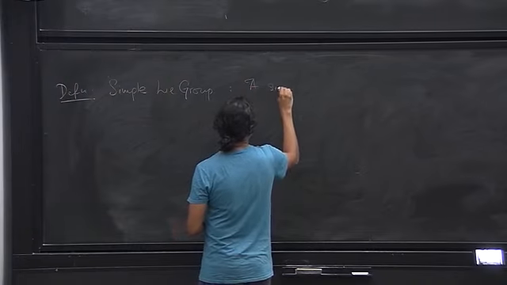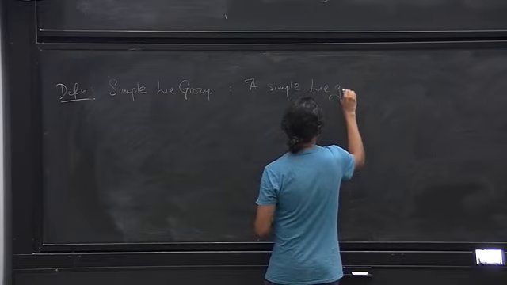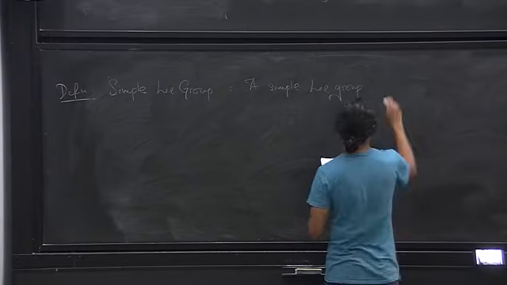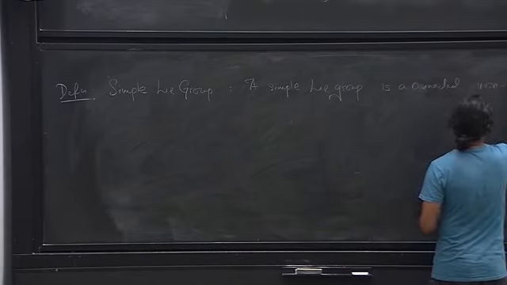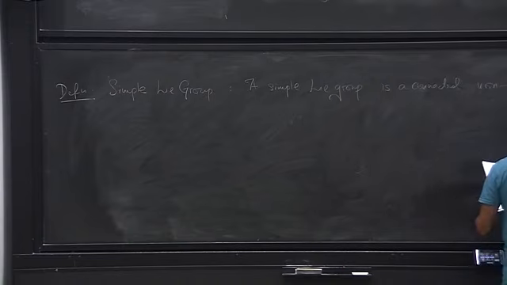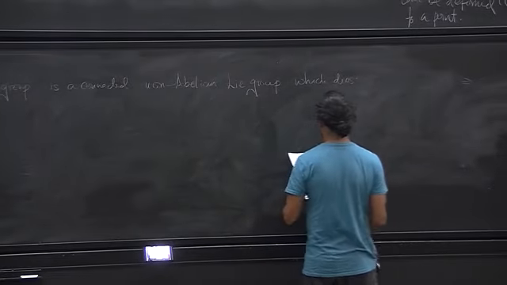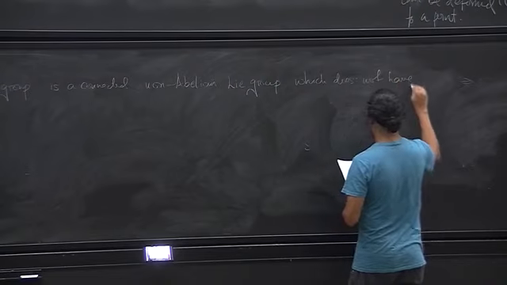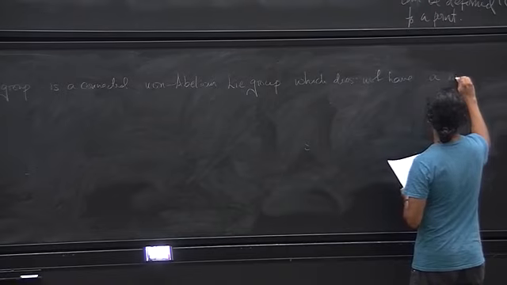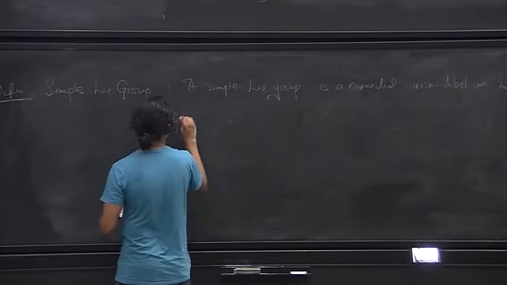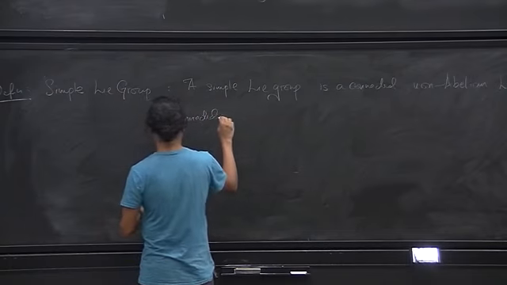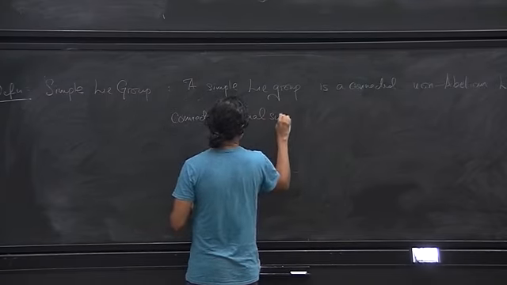So a simple Lie group is a connected non-abelian Lie group which does not have a non-trivial, probably connected normal subgroup.